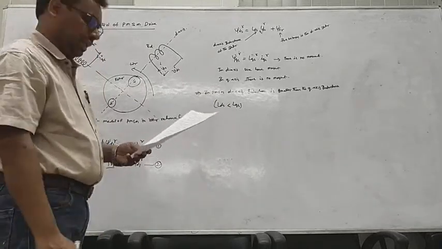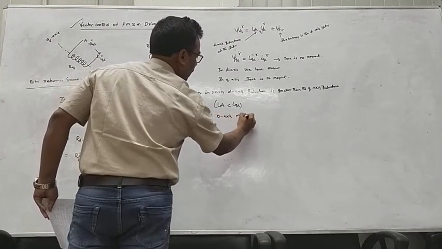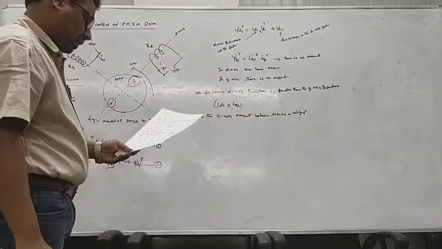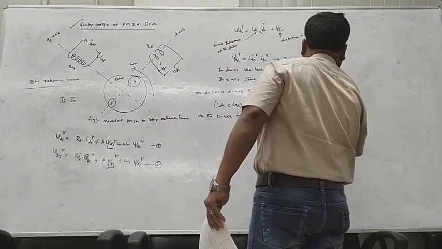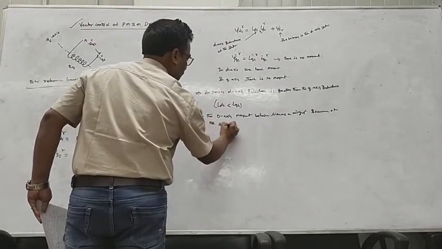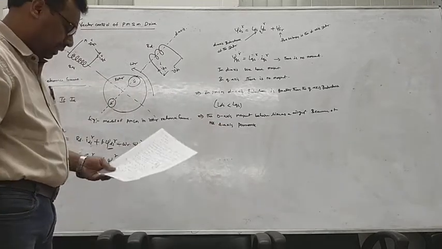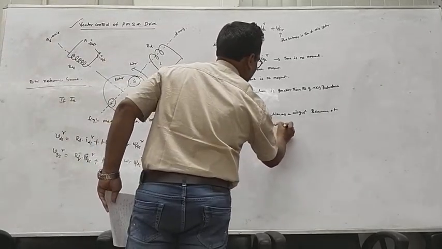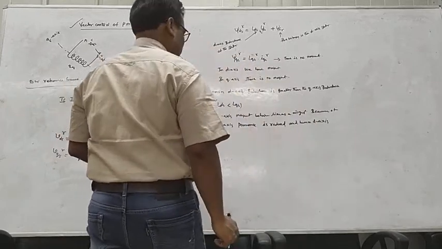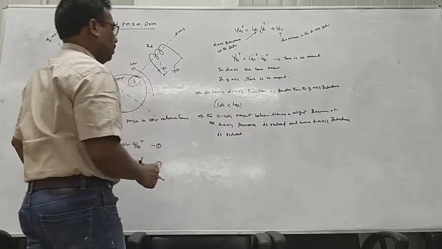The direct axis magnet behaves like an air gap, because of the D axis permeance, which is the reciprocal of reluctance. The direct axis permeance is reduced, and hence the D axis inductance is reduced. This is important.